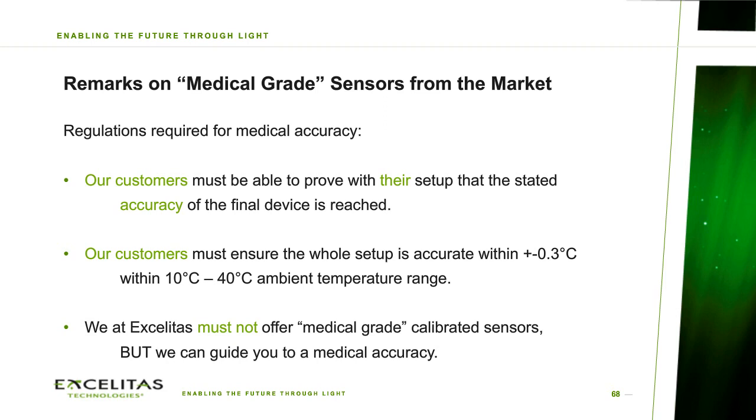So we at Excelitas, being the first on the market, and we really can say that we are the market leader for such sensors, we are sure that we must not offer medical grade calibrated sensors because the customers are being fooled by this. When you put it into a package, you will change the setup, and then the calibration doesn't work anymore. But we can guide you to medical grade accuracy, which means we can support you in setting up your calibration system on your side. I'm encouraging you, if you want to have a medical grade sensor, to work with us, rather than having the calibration set up in the factory.